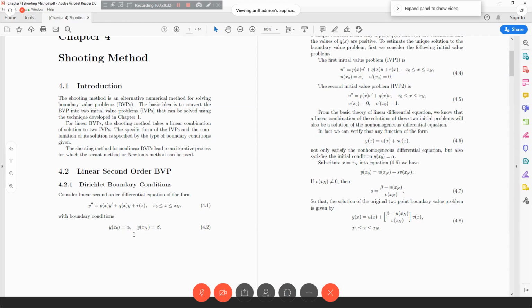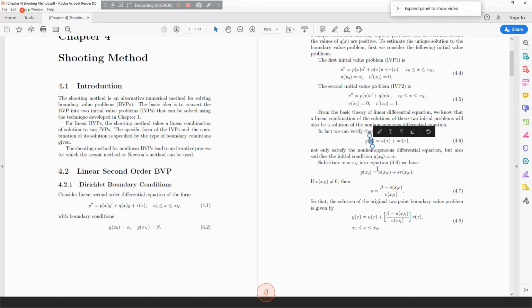Look here. Your second boundary condition, y(xn), means that now you substitute this one by xn. I'm sorry, this is a typo, it should be xn. It's not x0 but xn. So for y(xn), we have u(xn) plus s v(xn). For y at n, you can substitute this beta here. And how about u at n?